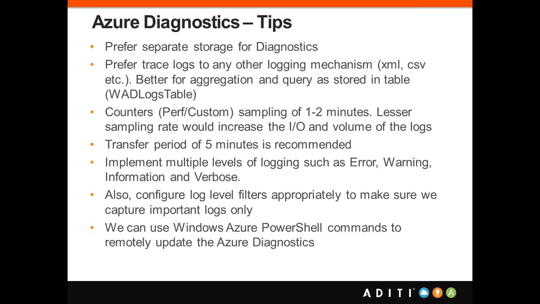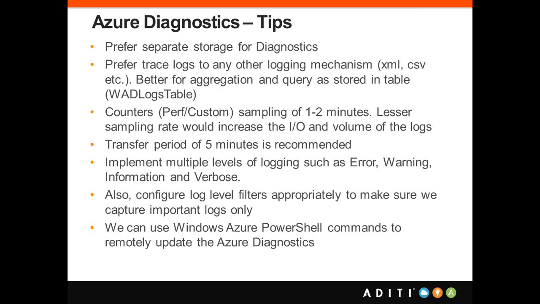Prefer trace logs because they generally go to the logs table, or any other mechanism like writing to XML, CSV or a file. Since it is in the logs table, it is very easy to query that information. You can filter it, write multiple queries on it, and write tools to get critical information from the table storage. That's why we prefer to write to tables as compared to files.